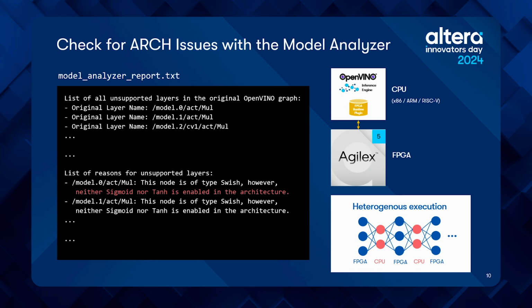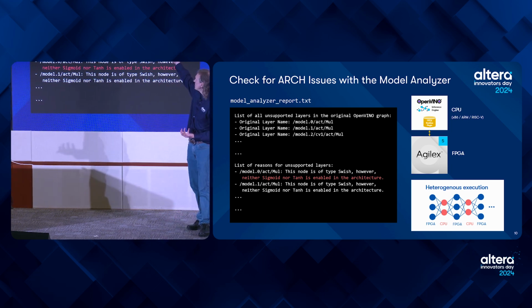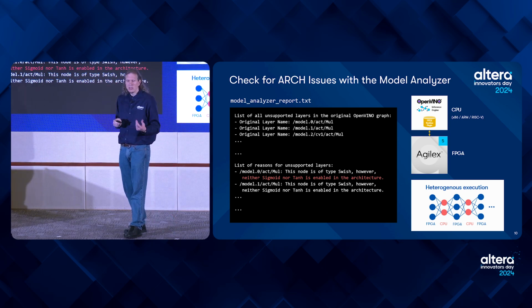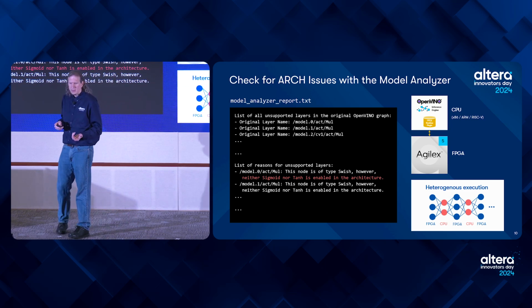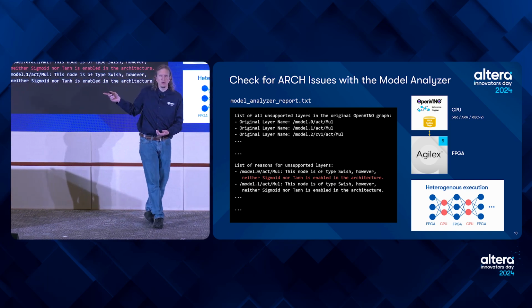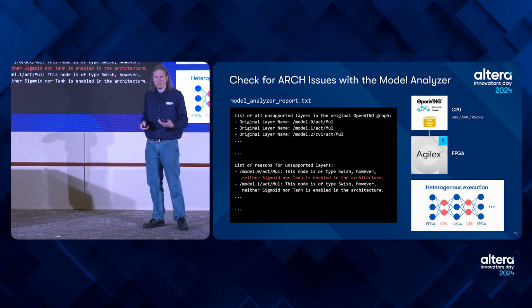Let's take a look at the model analyzer report file, which is created whenever we run the compiler with a model. This file contains layer by layer information to help us understand the messages from the compiler. At the top of the file, we see a list of layers that are unsupported by the FPGA, or rather by the IP on the FPGA. Looking farther down, we find the reasons for why those layers are unsupported. The key message is marked in red text and tells us that we need to enable the sigmoid activation in order to support the swish layers that are included in YOLO V8.